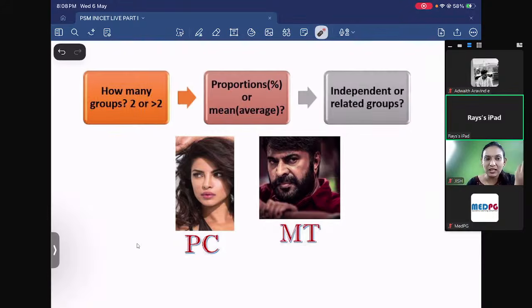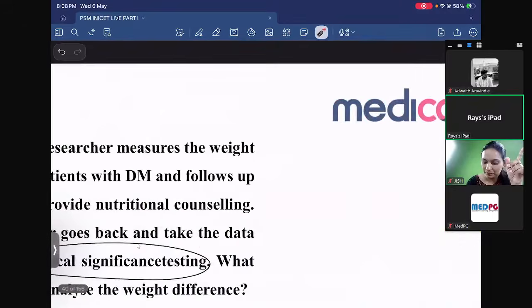What do you mean by this related? See, the before and after thing that we were talking about. You give an intervention. Before giving the intervention, you measure the variables. After giving the intervention, the same group you measure. So same group before and after is what you call related groups. So in that case, you go for a what? T-test, a paired t-test.